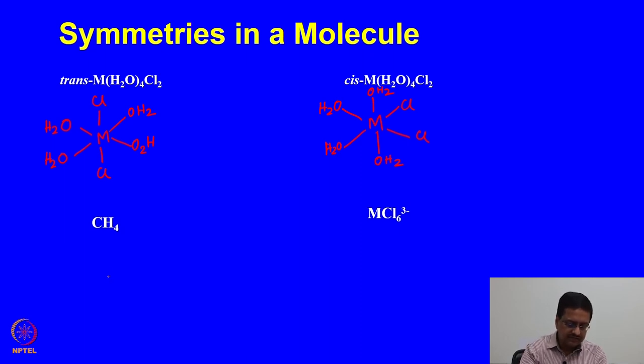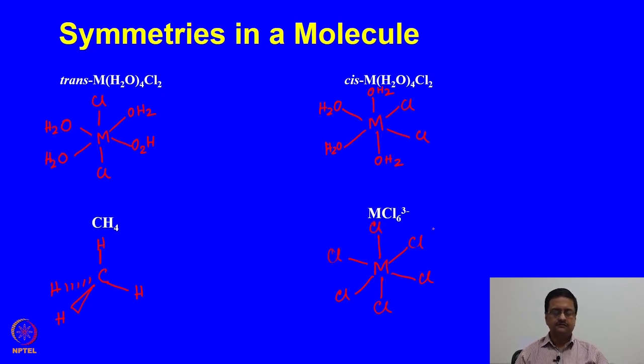You all know that methane is tetrahedral. Try to find out the symmetry elements present in tetrahedral methane, and in the octahedral complex MCl6. Once you try to find out the symmetry elements present in that, I hope you will be able to understand how to derive these symmetry operations in any given molecule. We will discuss some more molecules during a tutorial, but till then you should practice this identification of symmetry elements by taking any molecule that you may think of. So, we will continue in the next class from this point.